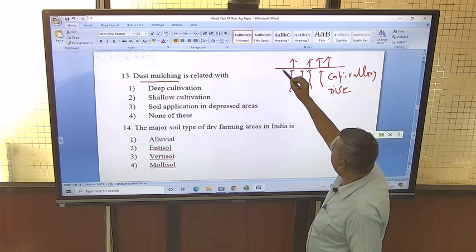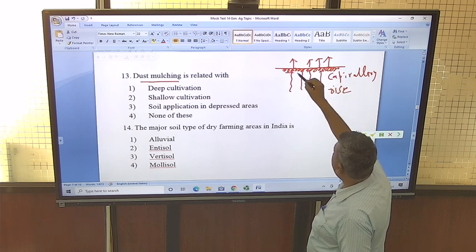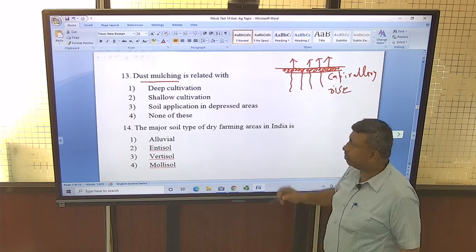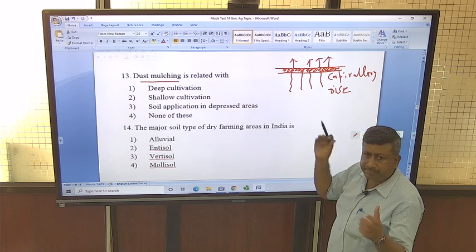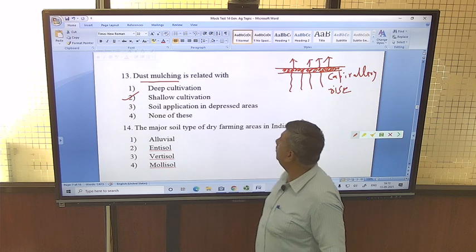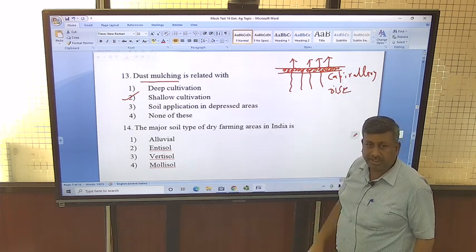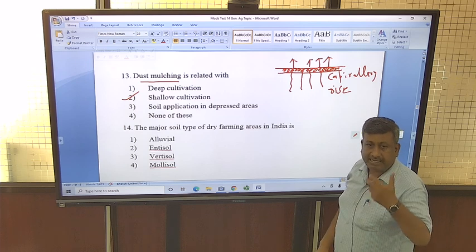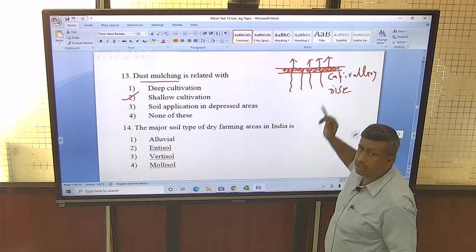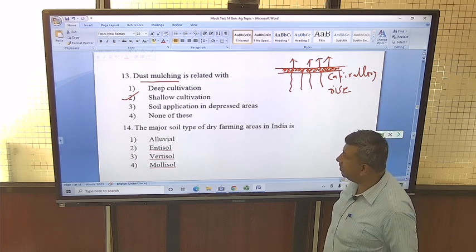If this capillary rise is broken, then there is no further movement of moisture, because the capillary rise is broken by any means. It is done by shallow cultivation. Simple hoeing can be practiced. This is known as dust mulching: breaking of capillary rise by creating dust on the soil surface. The main objective is to reduce the transpiration by breaking capillary rise.